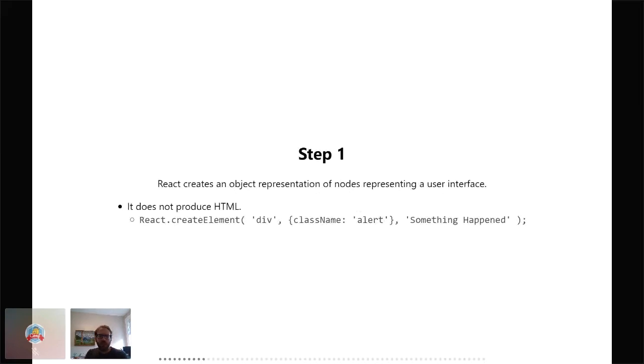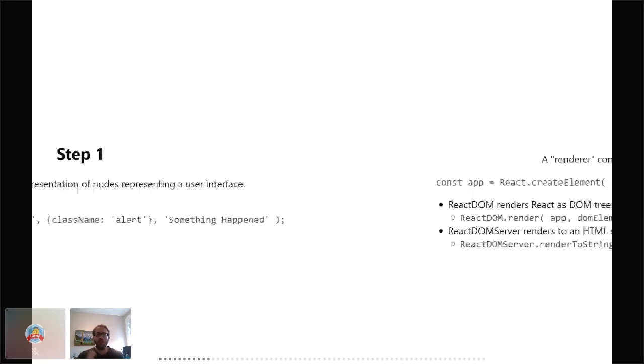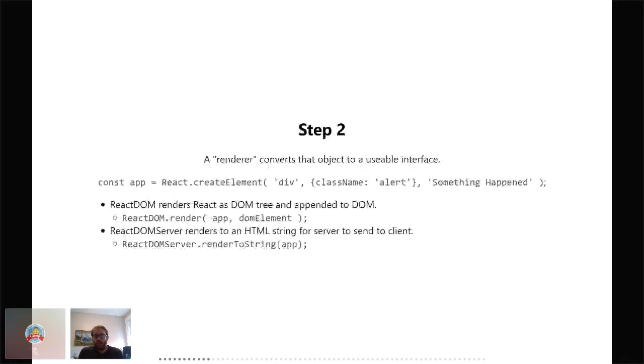And so this function, it doesn't actually create HTML. It doesn't create a string to put on the page. What it does is add to this tree that represents the DOM a class, which is a div and has this class and this inner HTML. So that's just an object that represents what the DOM would be. And then your step 2 is that you render it. That's a renderer. So that converts that object to a usable interface.